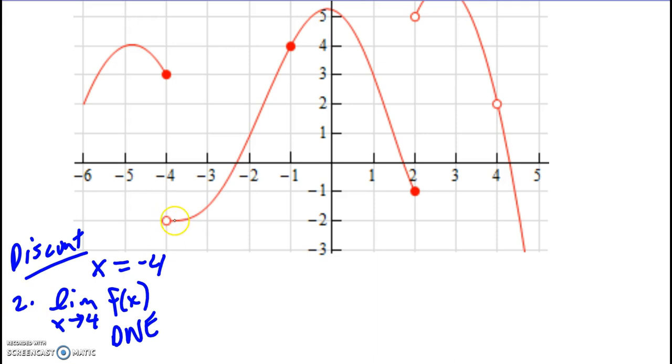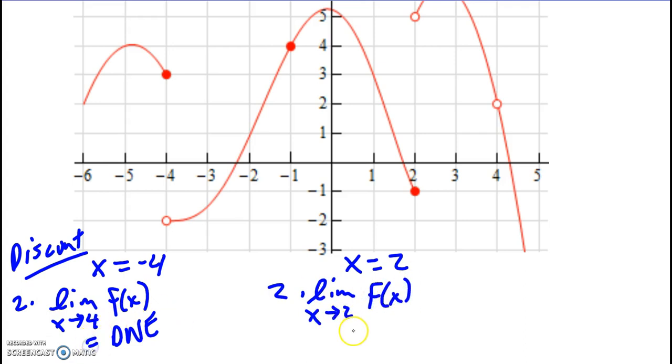Okay, so let's continue along. Where do I have to pick up my pencil again? I'm still okay here. I keep going, I keep going, I keep going. Boom, right here at 2, I have to pick up my pencil. And again, I have a function value. However, the left and right-hand limits do not exist, so it's the exact same thing as we wrote here. The limit as x approaches 2 of our function does not exist.